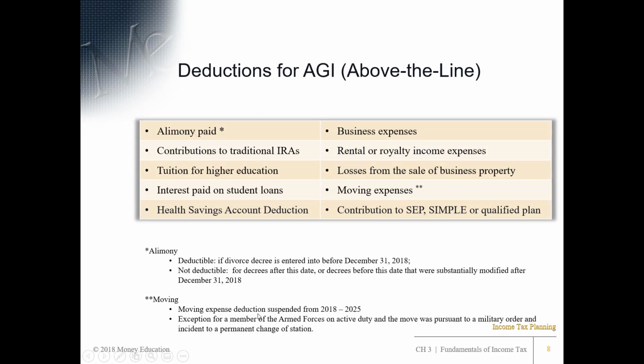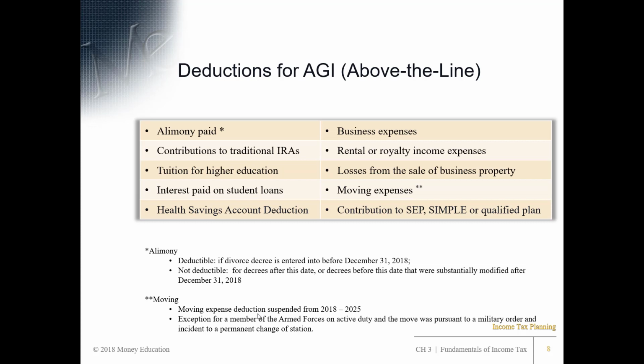So things that you can deduct. These are above-the-line deductions for AGI. Alimony paid, if you're paying alimony for a divorce that happened before December 31st, 2018. Contributions to a traditional IRA. So I make money and then I contribute $5,500 to a traditional IRA. Assuming I meet the criteria for that, I can deduct the $5,500.